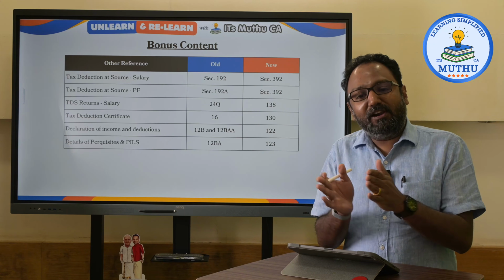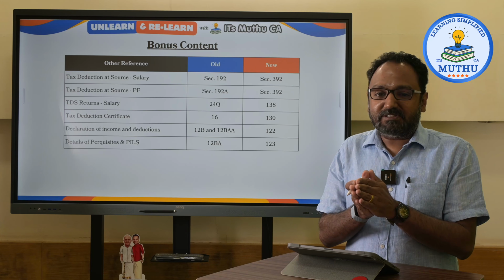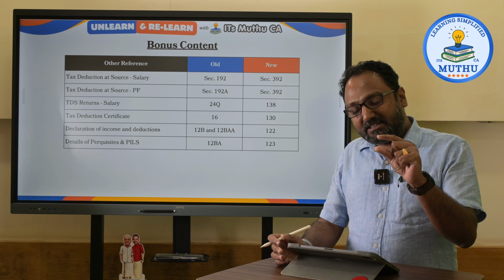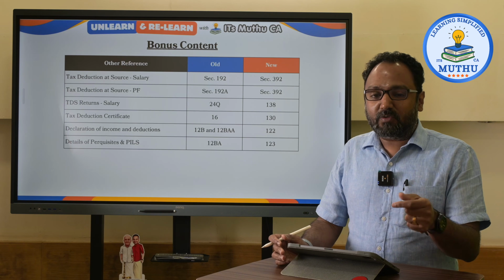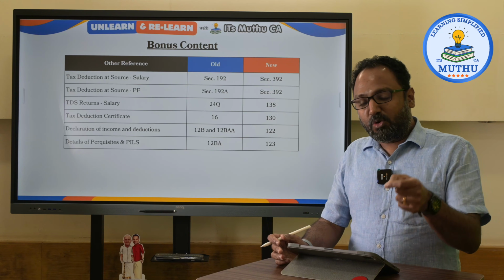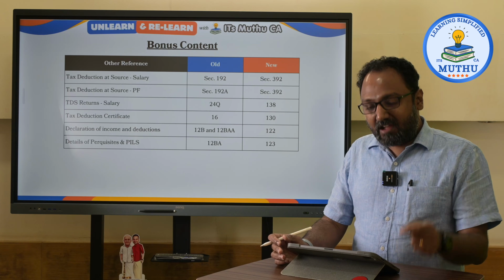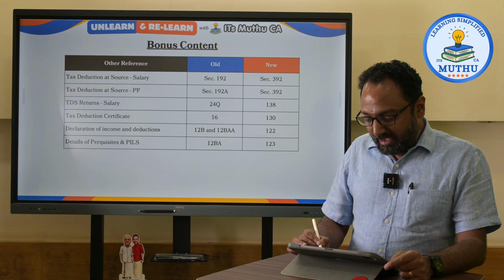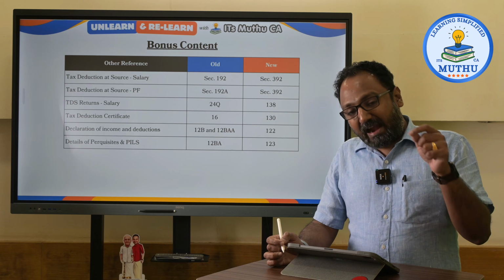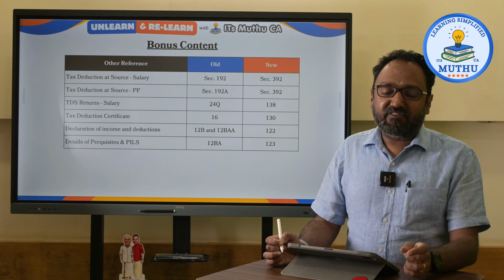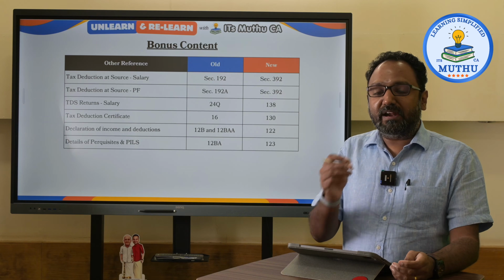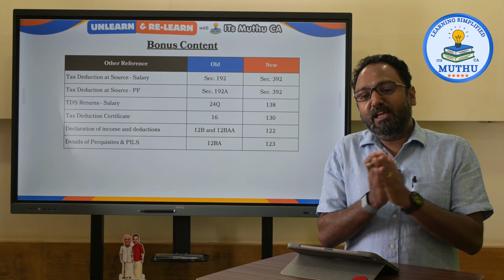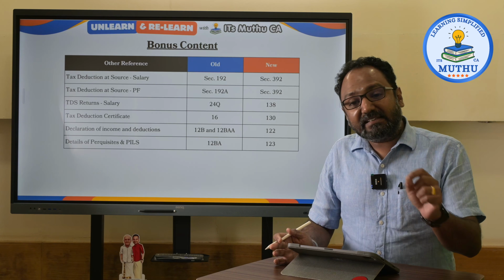There are some beautiful mergers that happened in TDS provisions. Of course, I'll take that in another episode. So here we'll understand this combination of employees' TDS alone. Salary TDS and PF TDS are now combined into section 392. With respect to forms, the TDS return that you file for salary in 24Q is going to be form number 138. And the certificate after deduction at year end, which you get in form 16 as an employee, will now be 130.